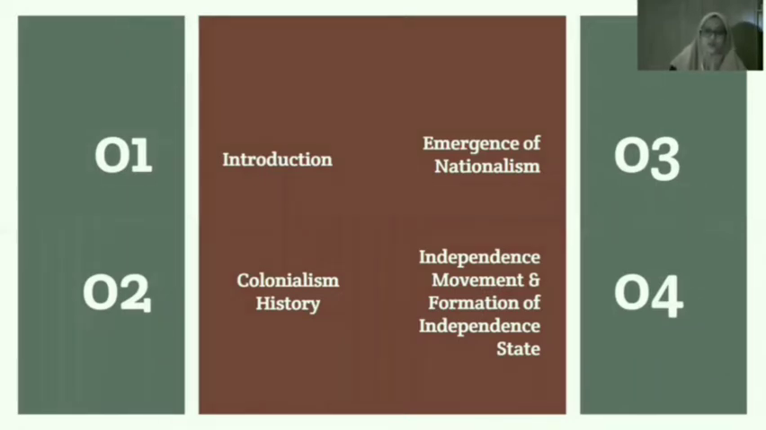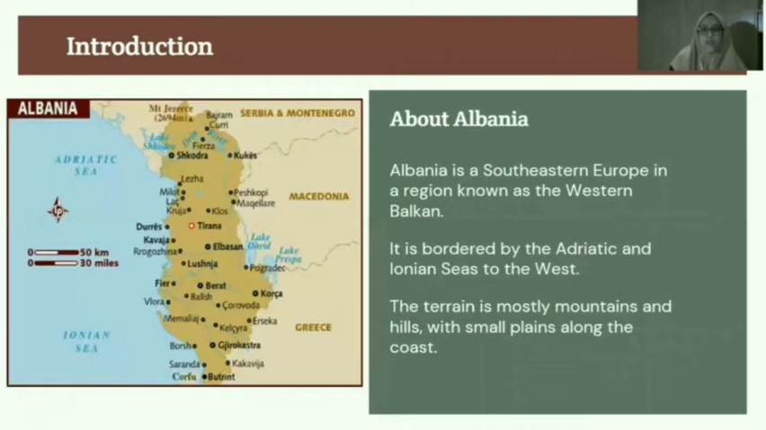Introduction: colonialism history, emergence of nationalism, independence movement, and formation of independent state. So where is Albania? What is Albania? This is a short explanation about Albania. Albania is in southeastern Europe in a region known as the Western Balkans, as you can see from the map we provided on the left side of your screen. It is bordered by the Adriatic and Ionian Seas to the west. The terrain is mostly mountains and hills with small plains along the coast.